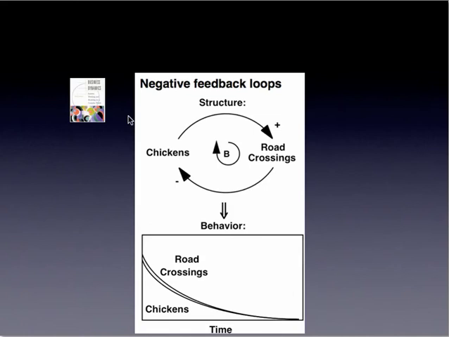Let's come back to Professor Sterman's example. That's an example of negative feedback structure. If you increase the chickens, you increase the road crossings. More road crossings, fewer chickens, because chickens die hit by cars. The negative feedback loop structure is responsible for the goal-seeking behavior.